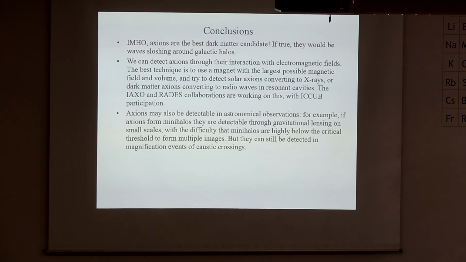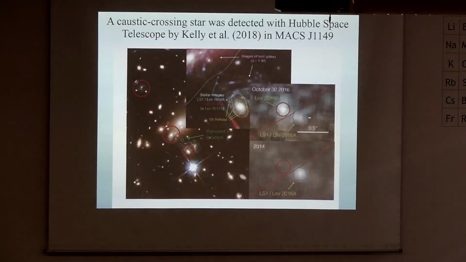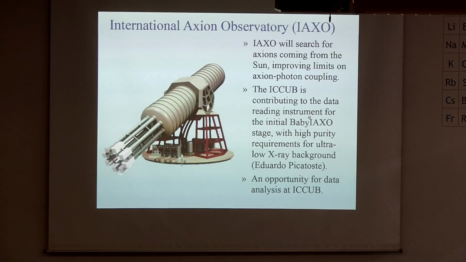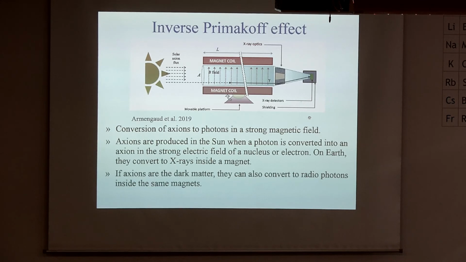When you explained this Primakoff effect, you said that there are X-rays from the sun, which are converted to axions, and then converted back to X-rays. And since you said that the frequency of the axion is not fixed in principle, it can scan a bit. So how can you distinguish the X-rays?